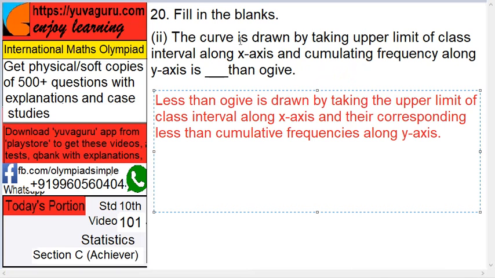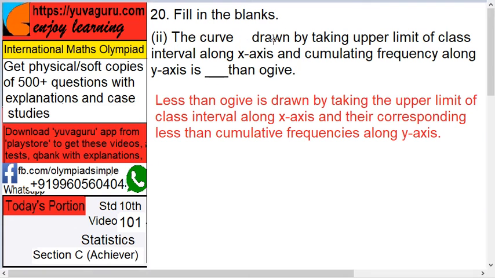Next, the curve is drawn by taking upper limit of the class interval along x-axis and cumulative frequency along the y-axis is dash than the ogive. It should be curve drawn, not curve is drawn. So what am I taking? Upper limit class. I have again taken the same thing in the ogive video, less than and more than ogive, which I discussed earlier. So follow that.